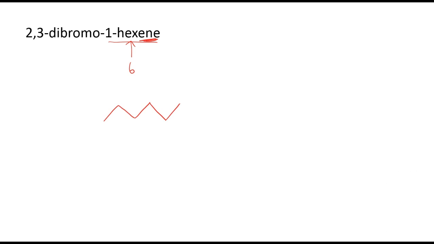Now I have 2 bromo groups coming from the di, and one is coming off the second atom in the chain, and the other is coming off the third atom in the chain. So here is 2,3-dibromo-1-hexene.